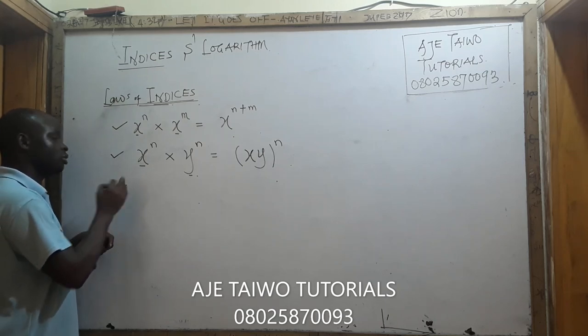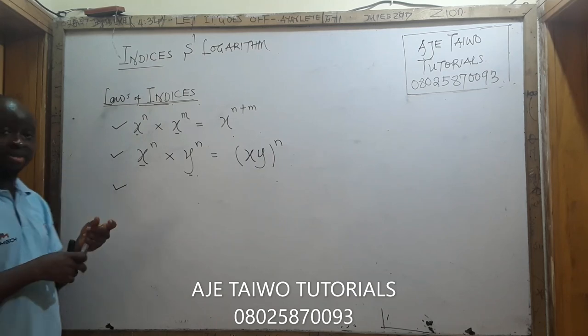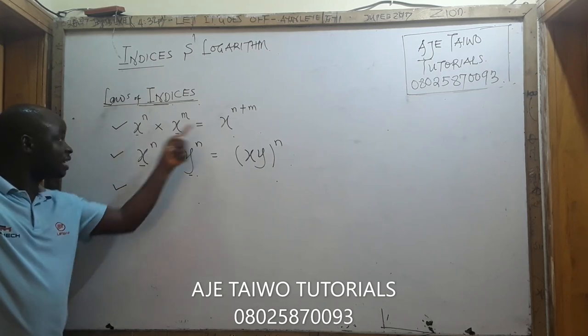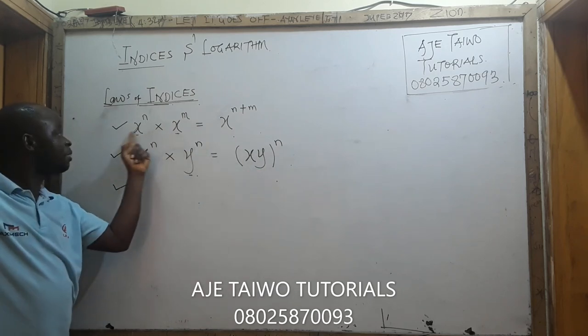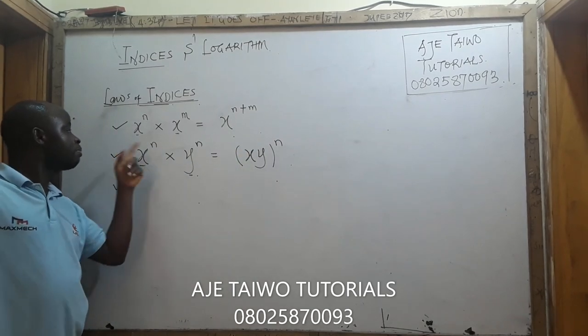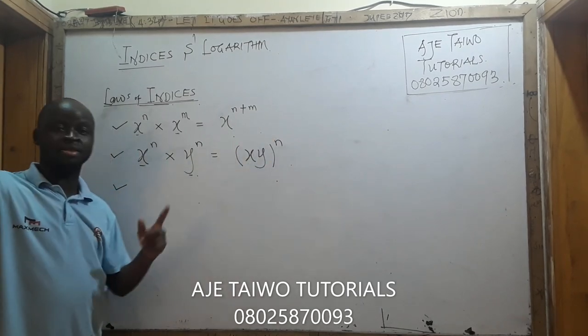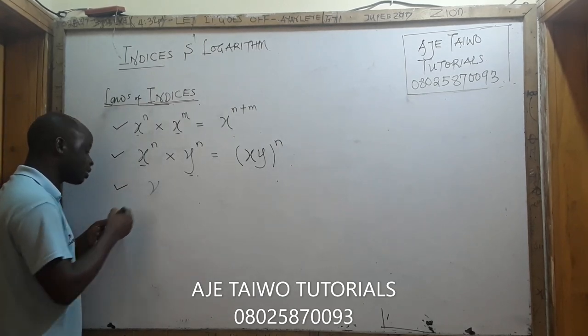Let's see the next one. There are two cases of multiplication here: when the bases are the same and when the bases are different. When the bases are the same, pick one base and add their powers. When the bases are different, pick the power and multiply their bases. That's it.